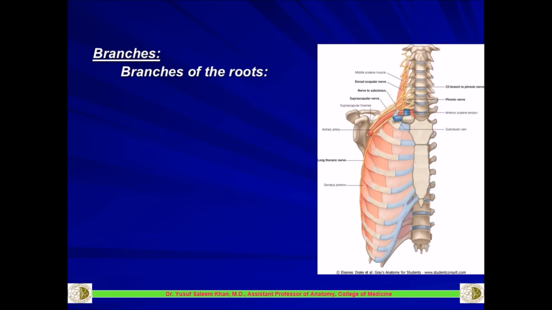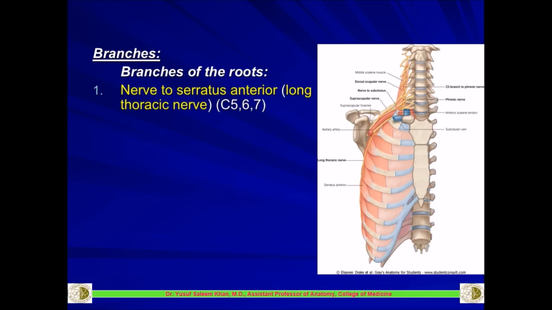Before we study the branches which are coming from the cords, there are some branches even coming from the roots itself. Roots are here, right? So here are the roots. There are some important nerves which are coming from the roots themselves. So which are those nerves? One is the nerve to serratus anterior, a very important nerve, which is also called the long thoracic nerve, which is coming from C5, C6 and C7. They are directly coming from the roots, and it will supply a muscle here which is called the serratus anterior, and this nerve is called the long thoracic nerve.